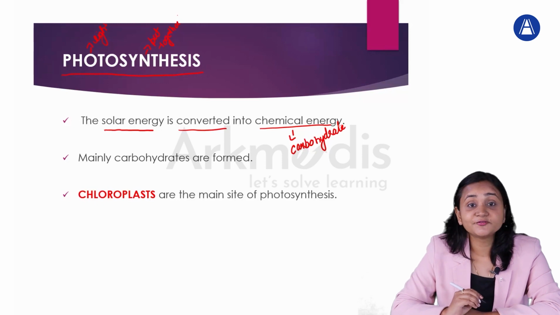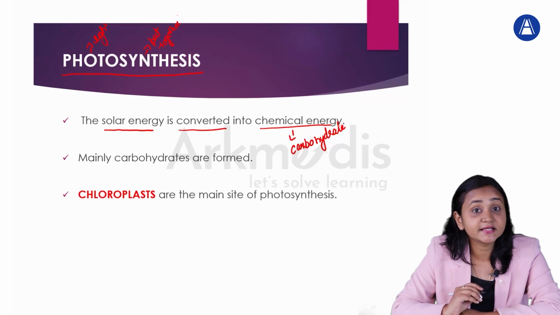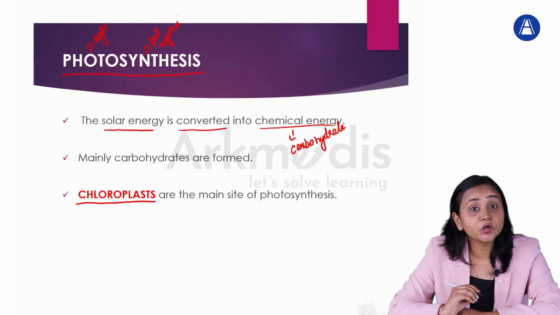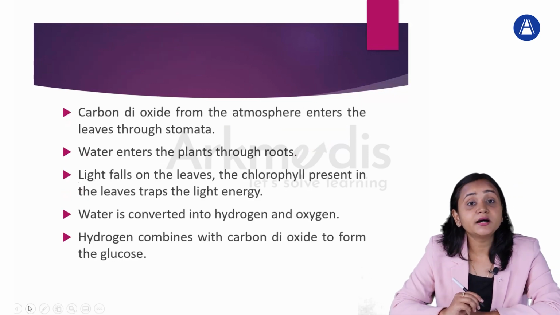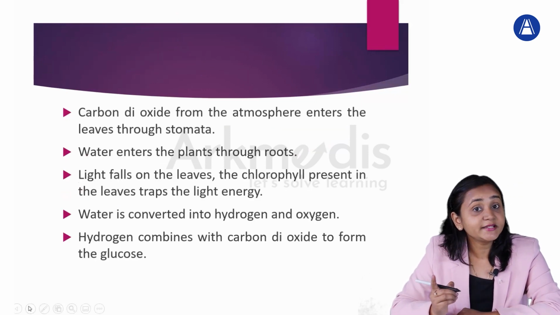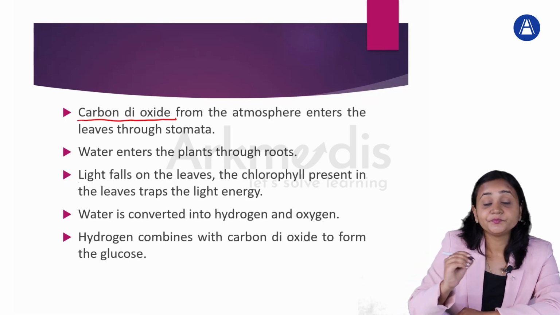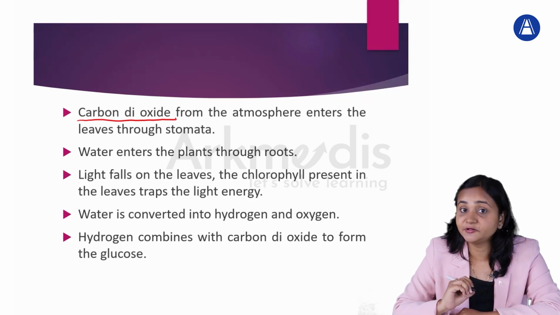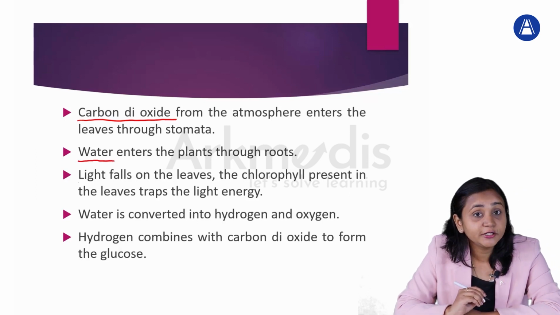Now, where does this photosynthesis take place? It takes place inside an important cell organelle, the chloroplasts. These chloroplasts are present on the lower epidermis of the leaf. Now, other important points related to photosynthesis are the carbon dioxide. This carbon dioxide serves as the main raw material for this process. Another raw material is the water molecules.